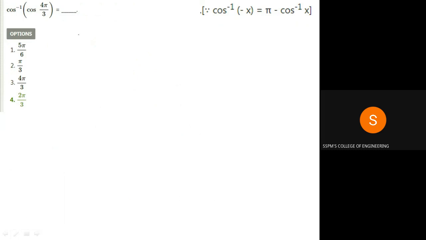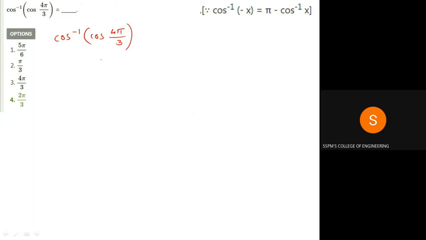Again, I will write it: cos inverse cos of 4 pi by 3. Remember, in such examples you cannot cancel this. Cos inverse and cos cannot be cancelled because this 4 pi by 3 is not within the limit minus pi to pi. It exceeds the upper limit pi.